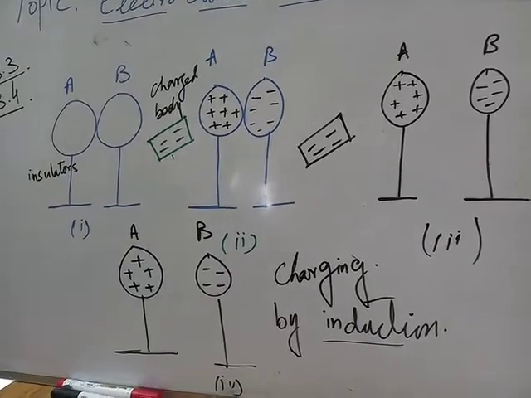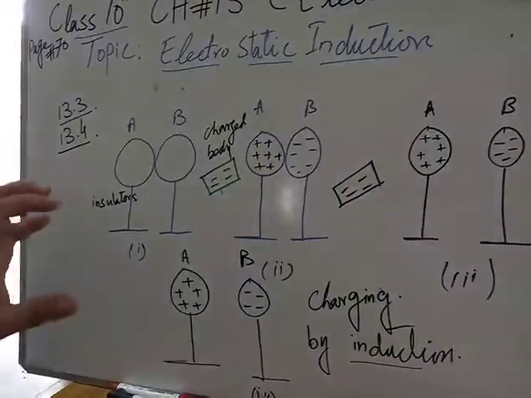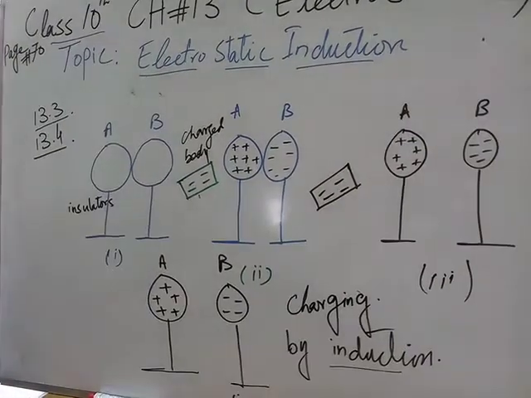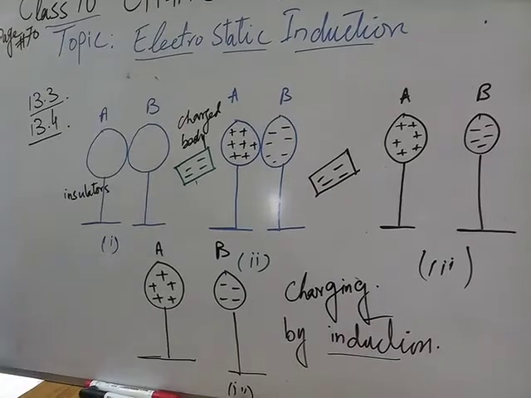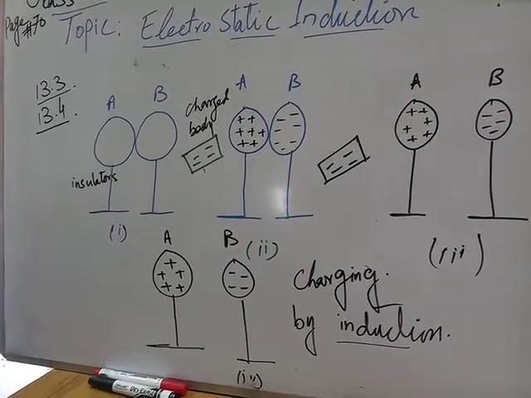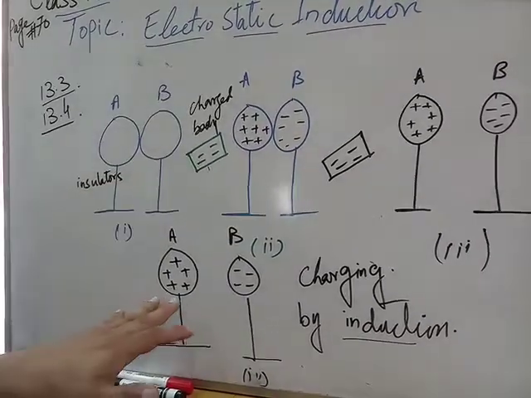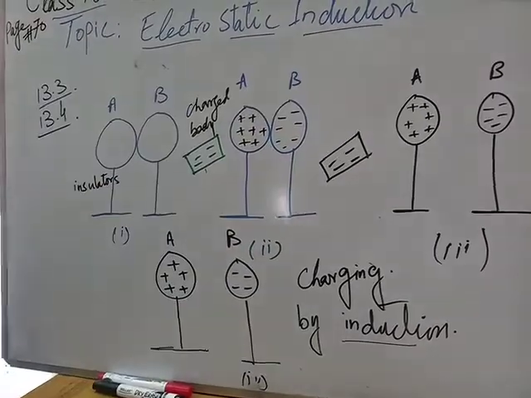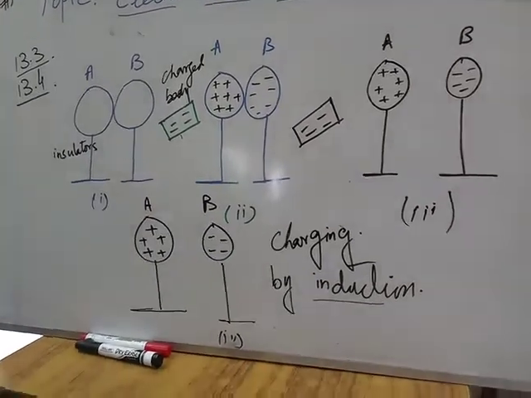So in this topic, we discussed how we create a charge on a neutral body. Neutral means it has equal amounts of positive and negative charges. So in the presence of a charged body, when we create charges on the surface, this is called charging by induction.